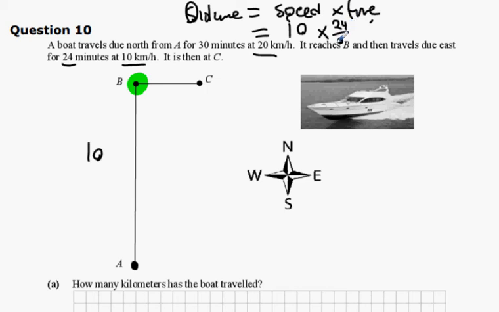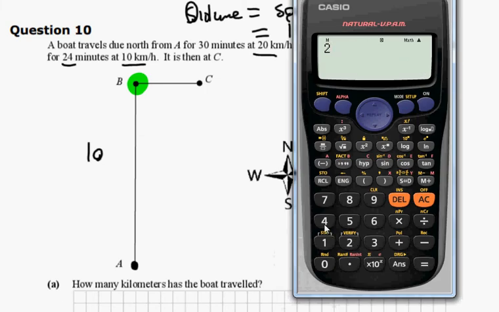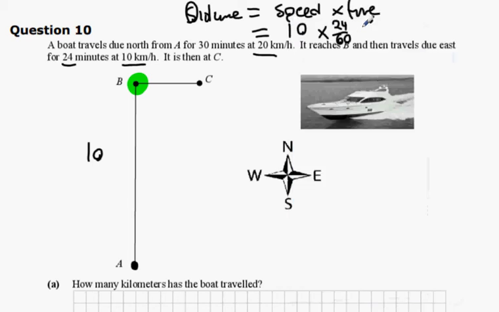24 divided by 60. Because look, 24 divided by 60 tells you that it's just under half an hour, isn't it? So it'll be just underneath 0.5. Would everybody agree with that? So 0.4, that sounds about right, doesn't it? 0.4 multiplied by 10. We only go 4 kilometers this time. We didn't get far enough, I'm afraid.